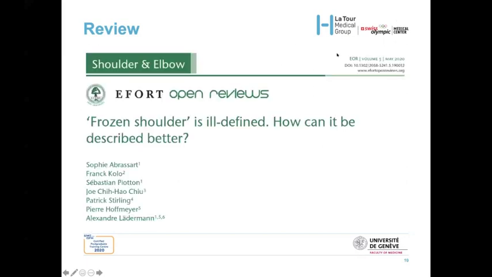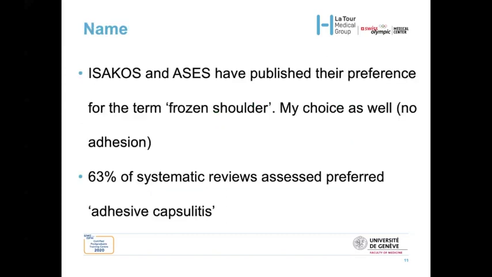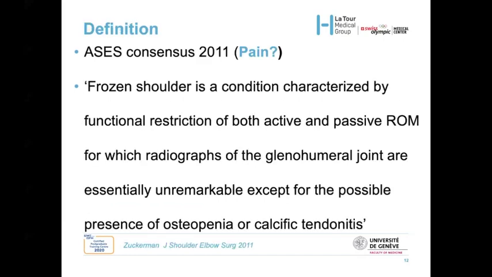And the result has been published last year, and you will see that they are quite interesting. For the name, ISAKOS and ASES have published their preference in the term of frozen shoulder. This is mine as well, because we don't find any adhesion in this pathology. However, you need to know that 63% of systematic reviews assessed prefer adhesive capsulitis. I don't like it, but it's still actually used.